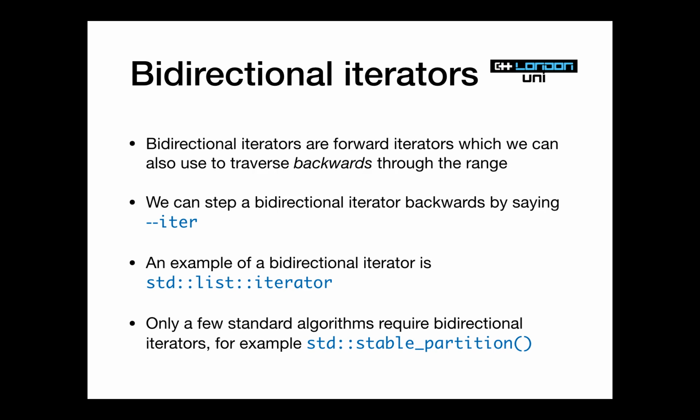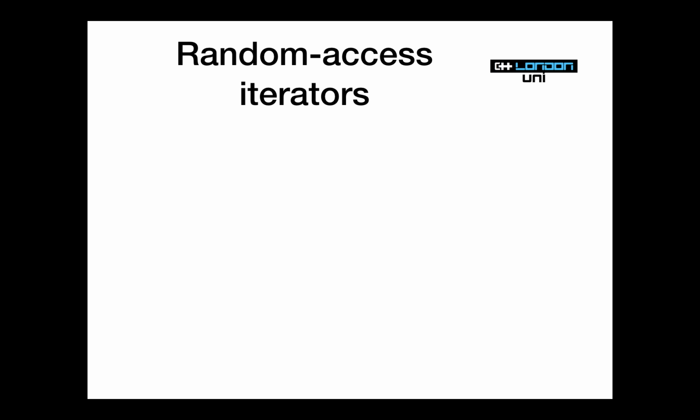There are not many standard algorithms that require bidirectional iterators. Out of the standard library algorithms, and it's certainly over 90 now, not very many of them require bidirectional iterators. I found one, which is stable_partition. So that was bidirectional: you can move backwards or forwards.